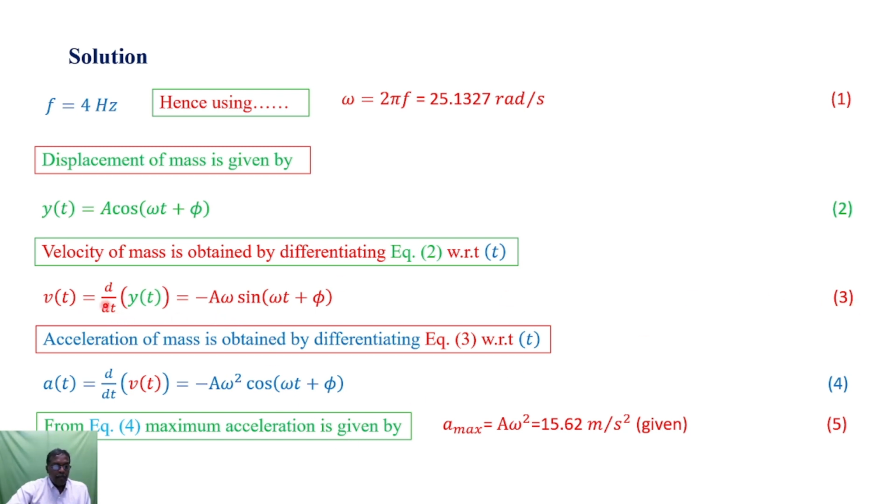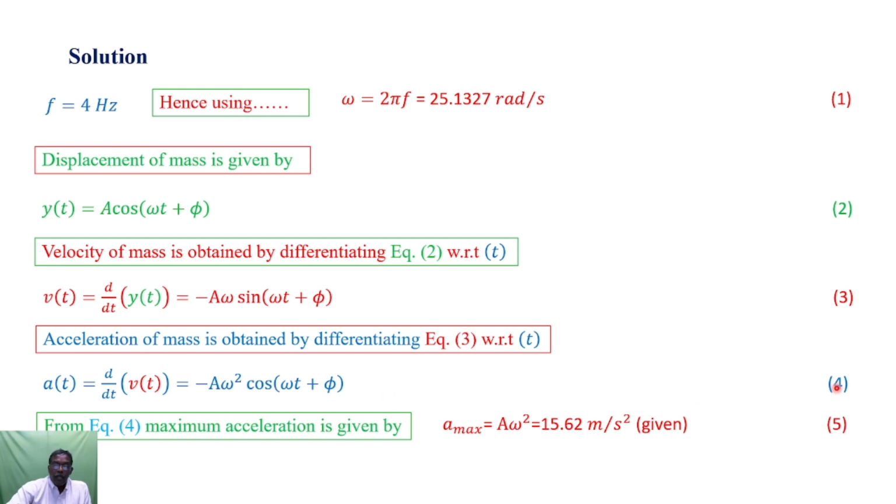Acceleration of the mass is obtained by differentiating the velocity function once again by time t. a of t, that is the acceleration of the system, is the differential of velocity with respect to time, dv by dt. Once again, a is constant, omega is constant, phi is constant, the only variable is time. Differentiating the sine function, we obtain the cosine function. Differentiating the product omega t, we obtain omega. Already there is an omega, so omega square: minus a omega square cosine omega t plus phi, which is equation number 4.